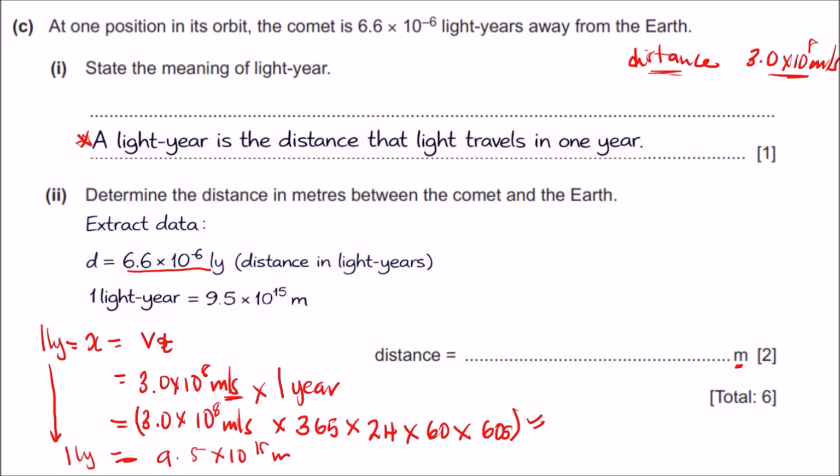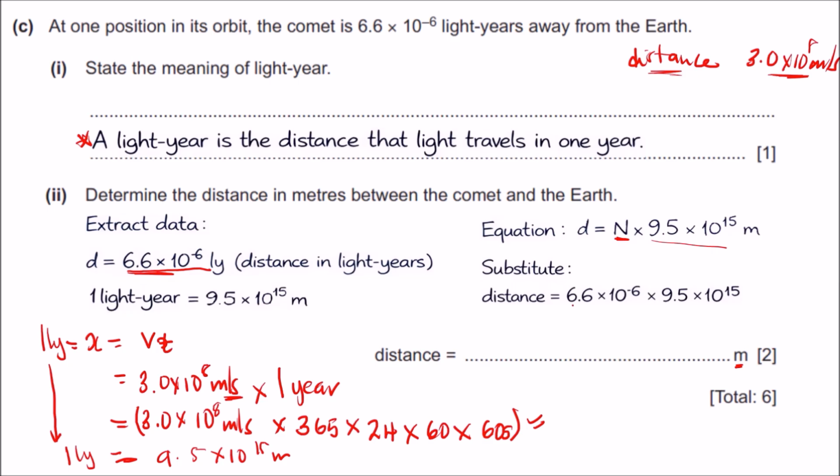Once this is found, then we say number of light years times the distance in a light year. So let's recall the equation. Distance is equal to number of light years separating 2 points times distance in 1 light year. By substitution, we have number of light years 6.6 times 10 to the power negative 6, and in 1 light year we have 9.5 times 10 to the power 15, giving us a total distance of 6.3 times 10 to the power 10 meters. We have reached the end of our walkthrough.